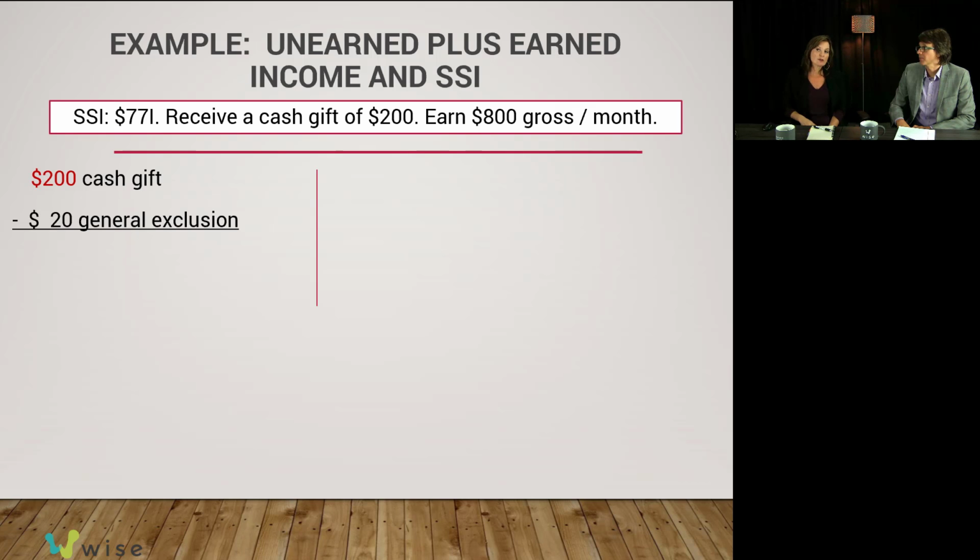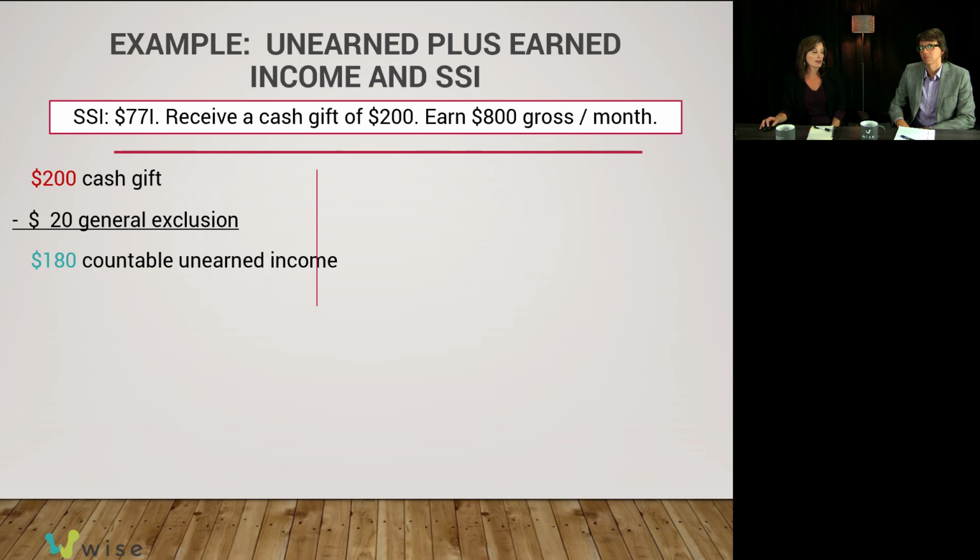Now remember, in the first situation, we applied the general exclusion to the unearned income amount. In the next example, we applied it to the earned income amount. And in this situation where you have both earned and unearned income, you first apply it to unearned income. So this $20 general exclusion is going to be used up by applying it to the unearned income, leaving the individual with $180 in countable unearned income.